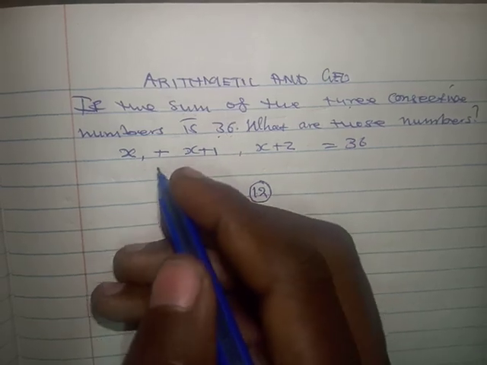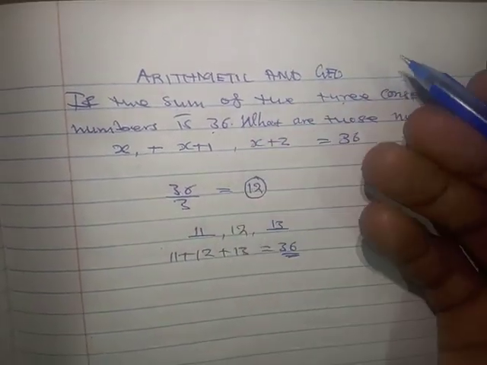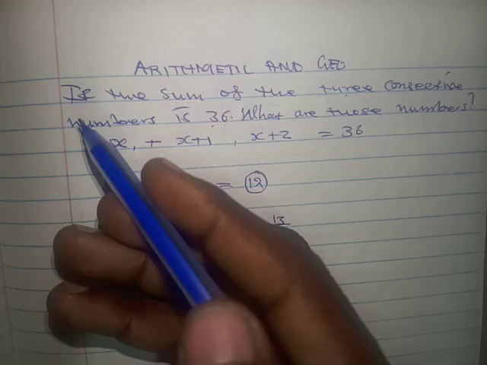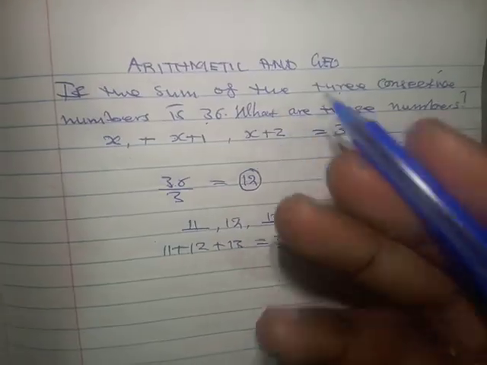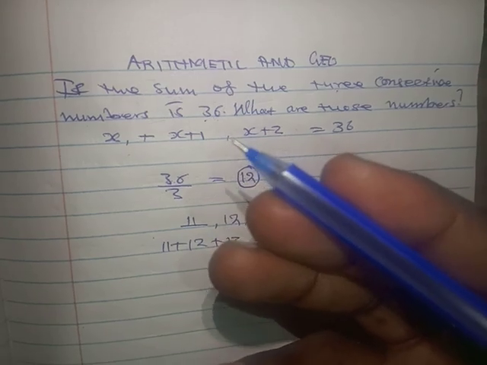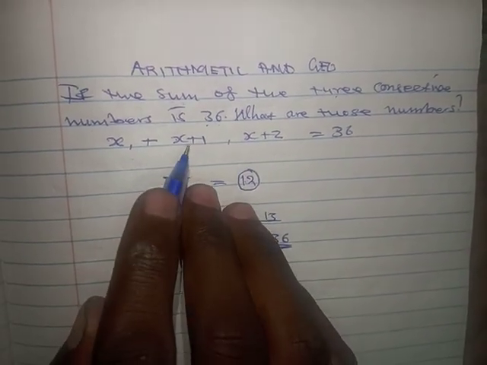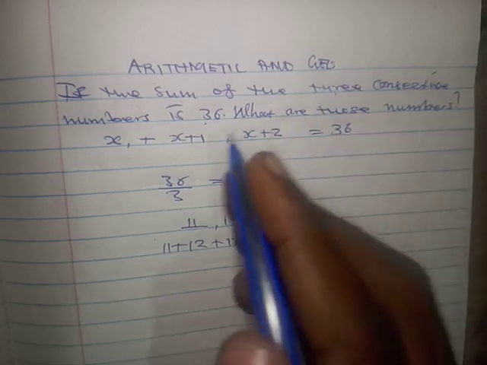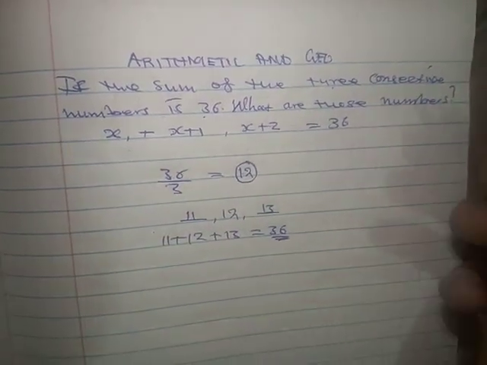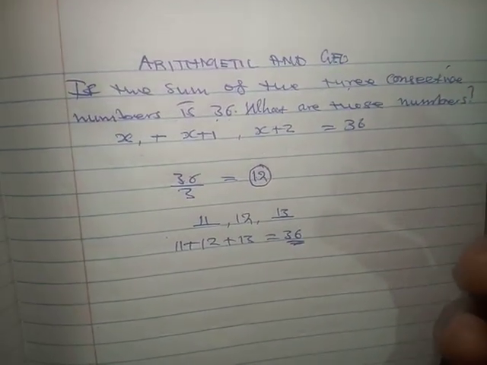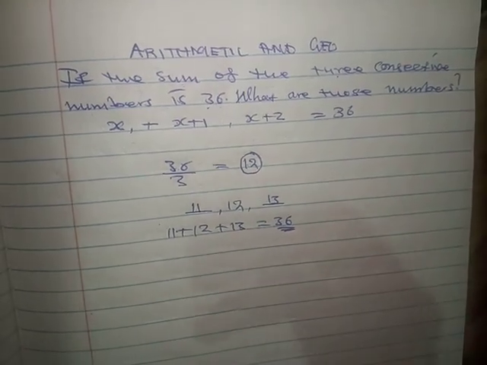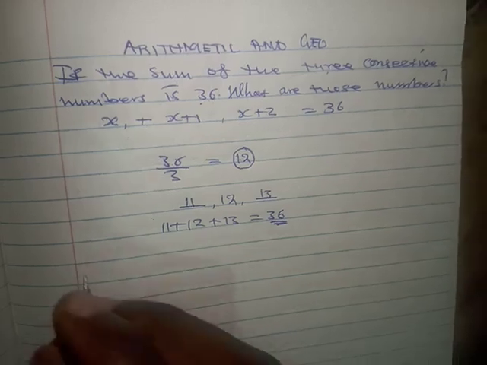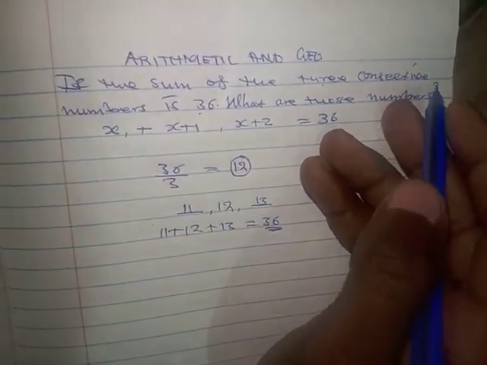The second term should be x plus 1, since they are consecutive. If they are not consecutive, then we don't add. You will not be adding plus 1 plus 1 plus 1. No, that is another special case, and we'll discuss that in another video. So in this case, we only have the consecutive terms.